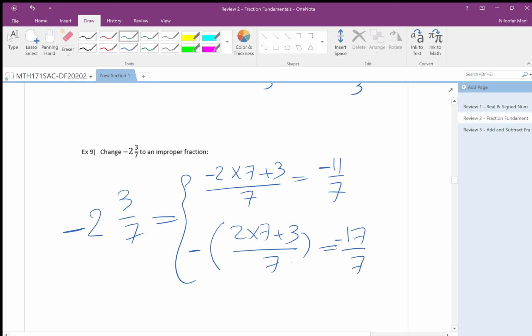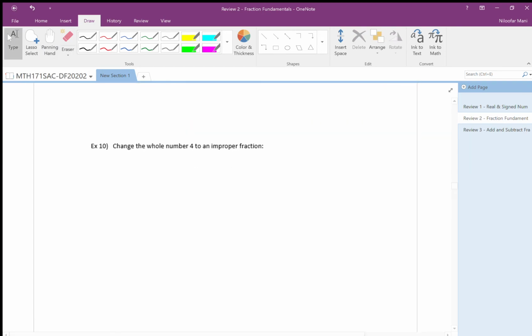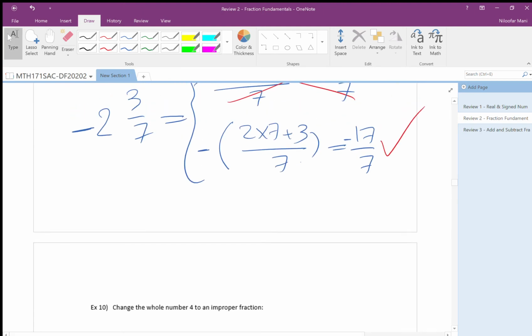Which one is correct? The second one. This is wrong. This is correct. I don't consider negative in my calculation. The first one I considered and I used the negative in my calculation. So I did minus 14 and then added 3. So it's minus 11. That's wrong. I have to keep minus out. That's sign. That's just characteristic of the number. That's just property of the number. I cannot use it in calculation. Okay, so this is a very important thing I want to mention here. Okay, so this one.